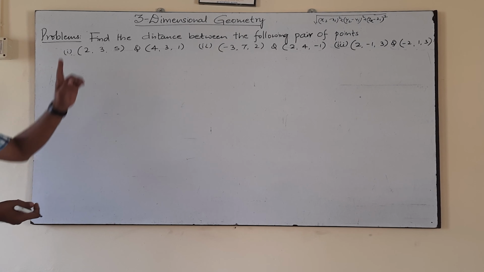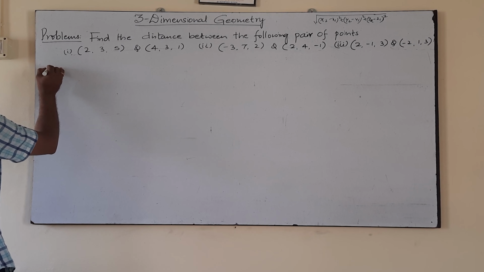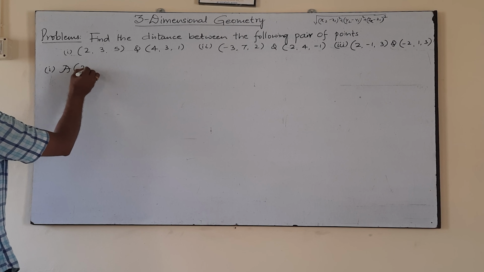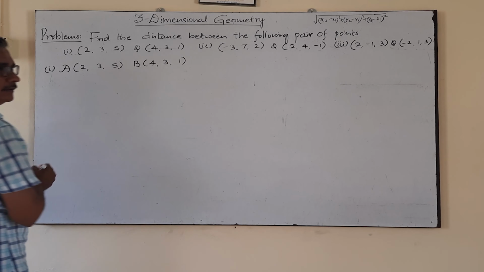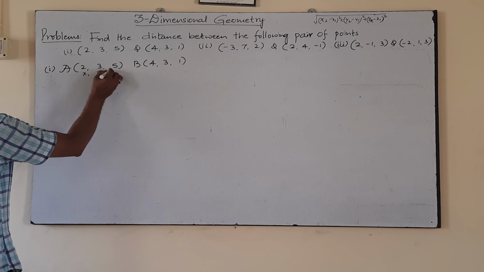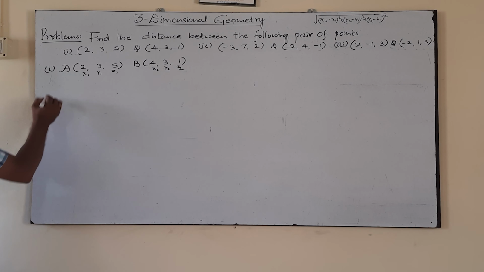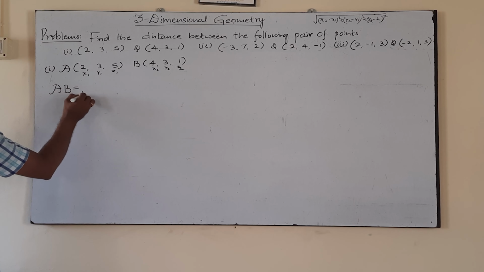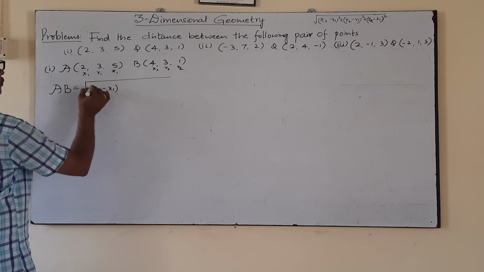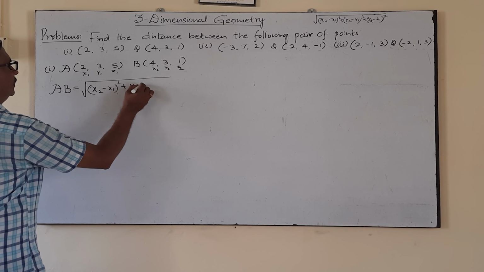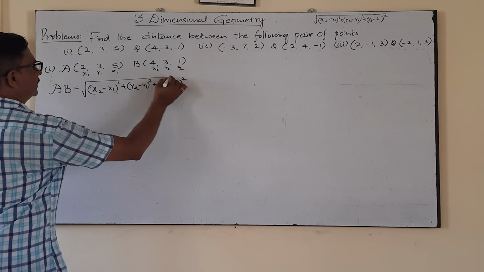Now here the question: find the distance between the following pair of points. First one, A is the point (2, 3, 5), B is the point (4, 3, 1). Here you call it x1, y1, z1 and here x2, y2, z2. Now to find the distance between 2 points, you know the formula: AB is equal to under root of (x2 minus x1) to the power of 2 plus (y2 minus y1) to the power of 2 plus (z2 minus z1) to the power of 2.